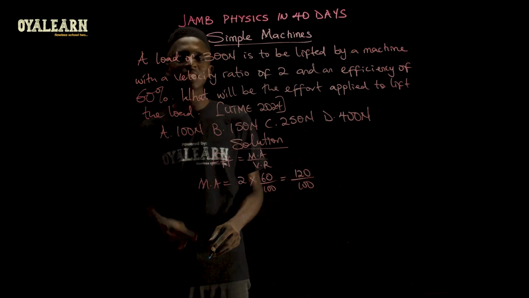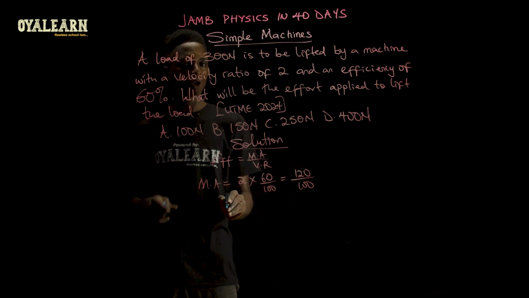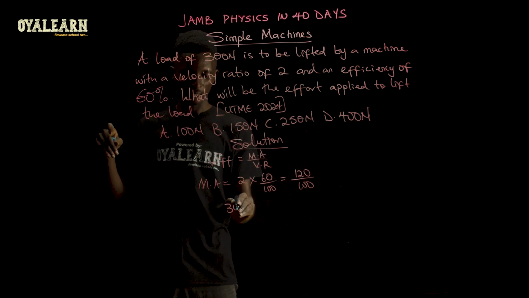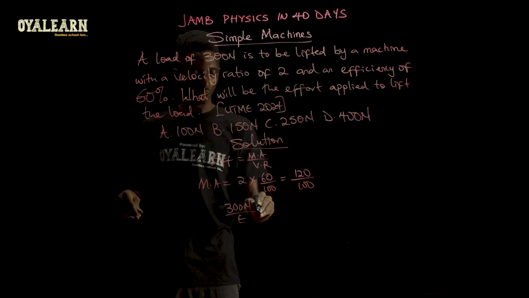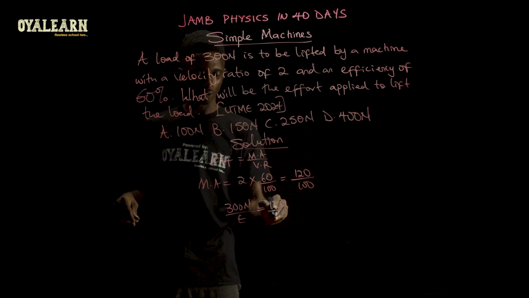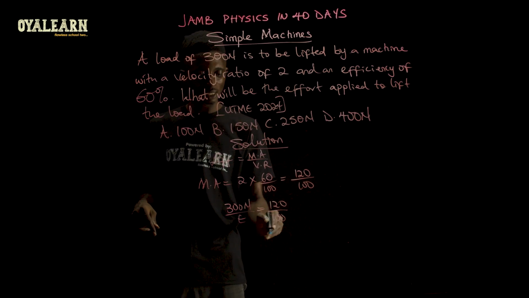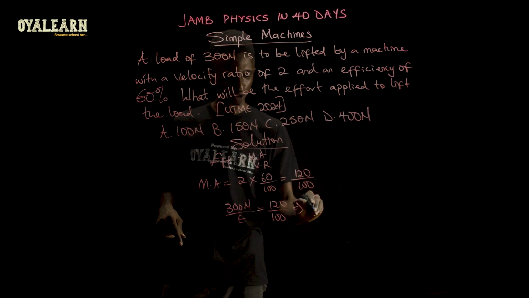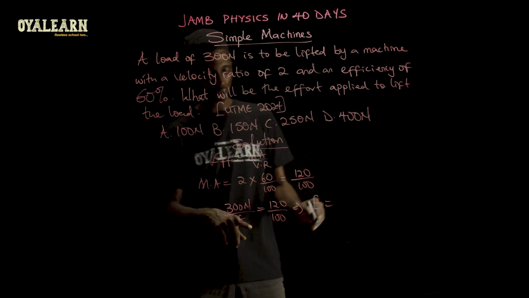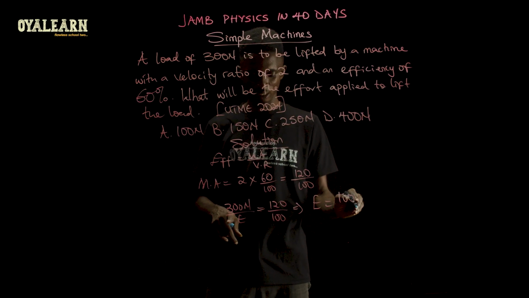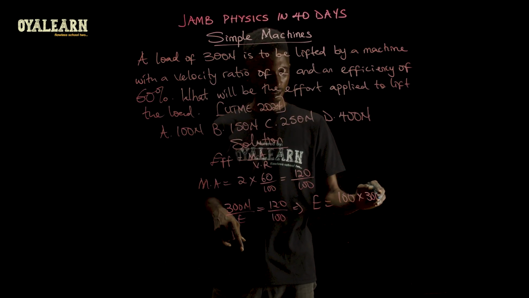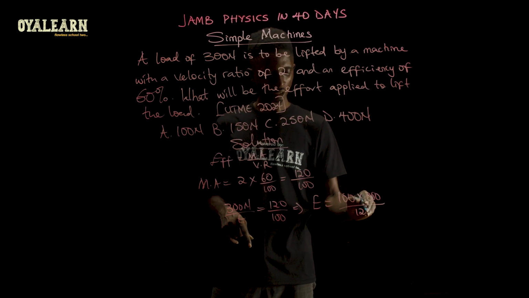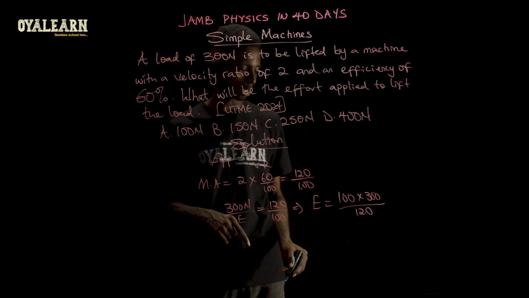Now, mechanical advantage is load over effort, and the load is given as 300 newtons. So 300 newtons over effort equals 120 over 100. Now, what this implies is that we can solve for E by saying E equals 100 times 300 over 120. So let's break this down.